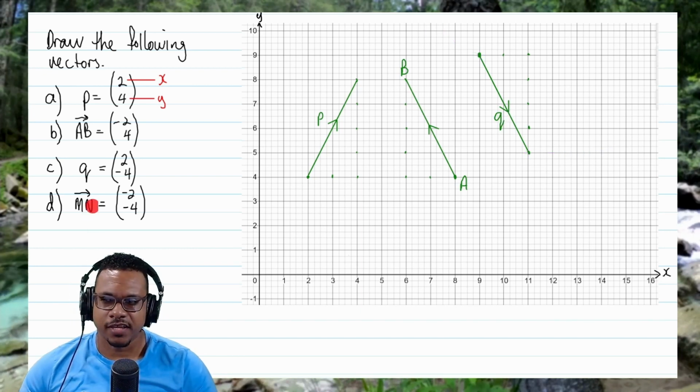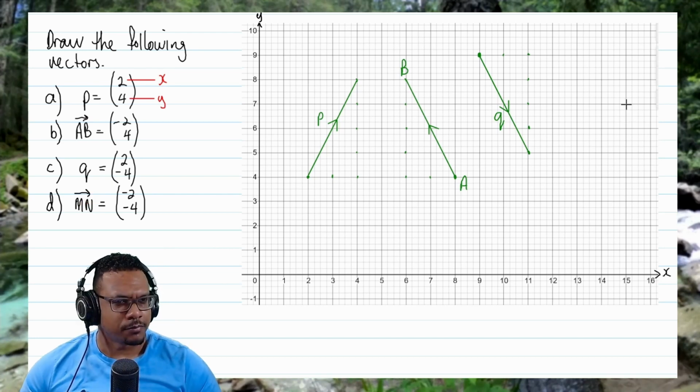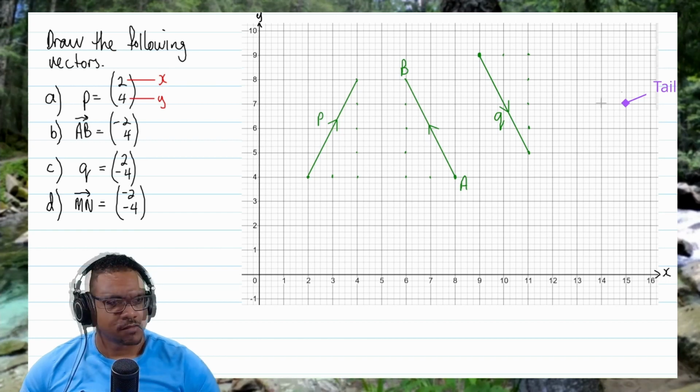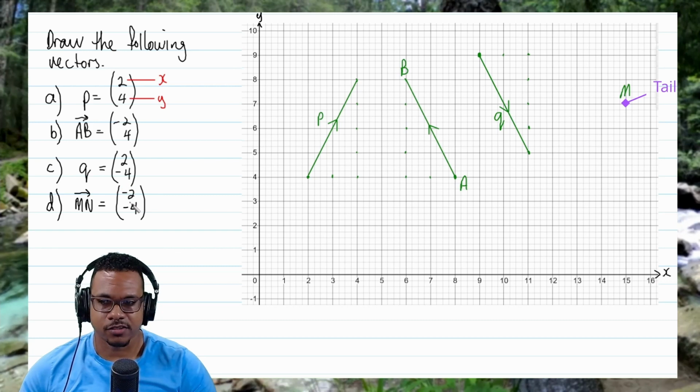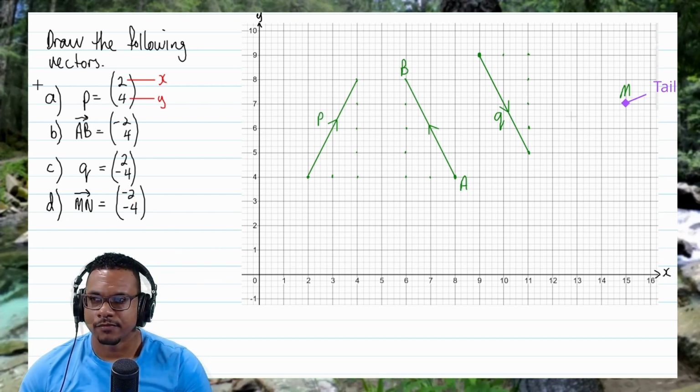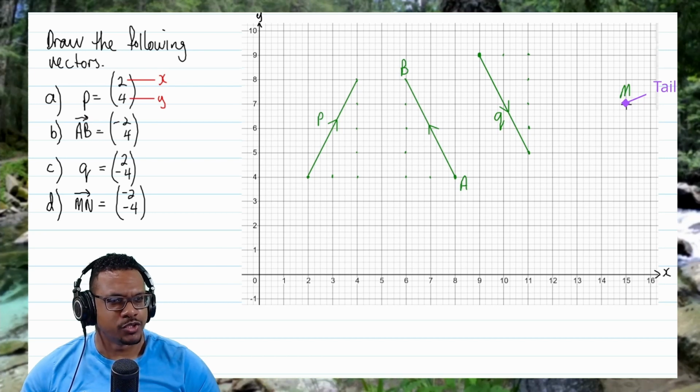So now for the last one, MN, that means M is the tail of the vector and N is the head of the vector. So the arrow points from tail to head. So I'll mark the spot here because that's where I want the tail of the vector to be. So that will be M. So we have -2 for our x component. So that'll be going 2 units to the left. So from this point M, I'm going 2 units to the left. So 1, 2.